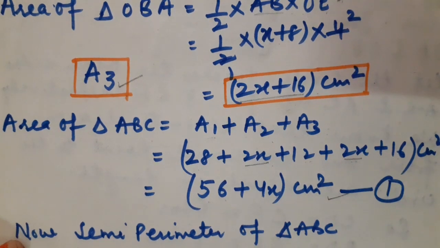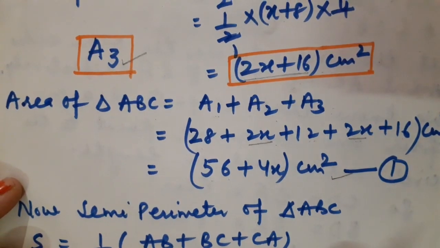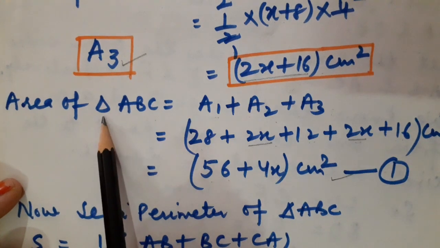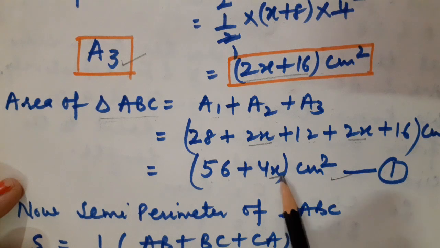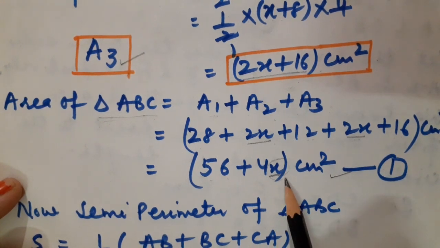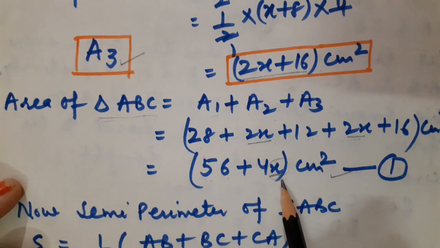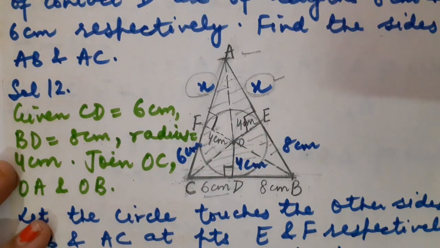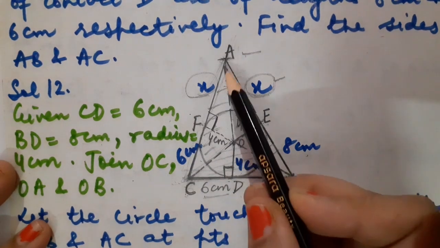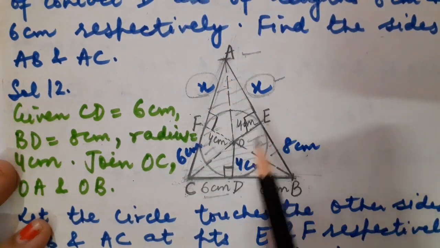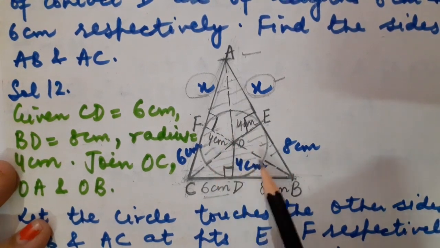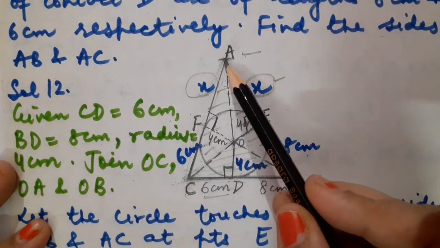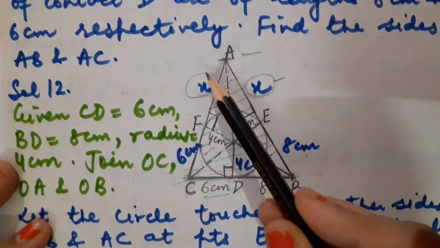Correct children? Now children, after adding the area of three right angle triangles, I have got the area of complete triangle ABC. But here there is x present, and basically I want the value of x so that I will be capable to find out the length of AB as well as AC. Fine? So now children, I am going to calculate the area of this bigger triangle. How did I calculate? I just calculated the area of three right angle triangles and added them all.